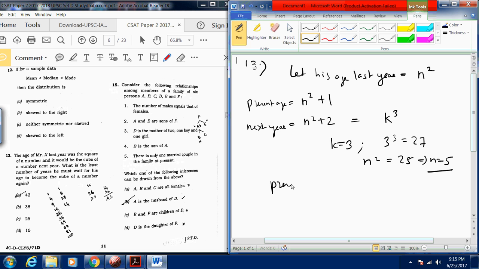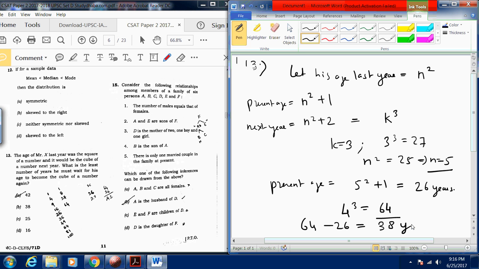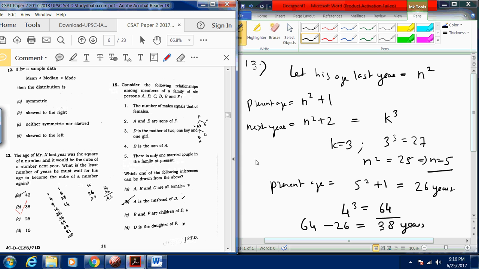So his present age will be simply 5 square plus 1, that is equal to 26 years. Now how many years must he wait for his age to become the cube of a number again? Since the next number after 3 will be 4, so 4 cube is 64. So he must wait 64 minus 26, that means 38 years for his age to become the cube of a number again. So the answer should be this one, 38 years.